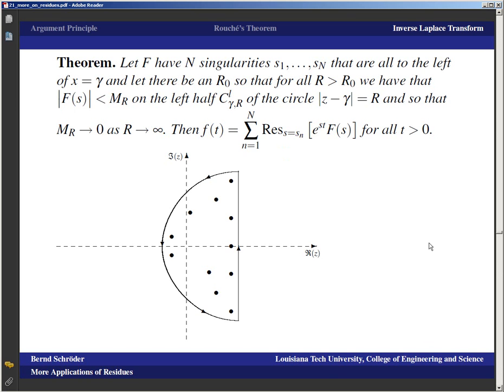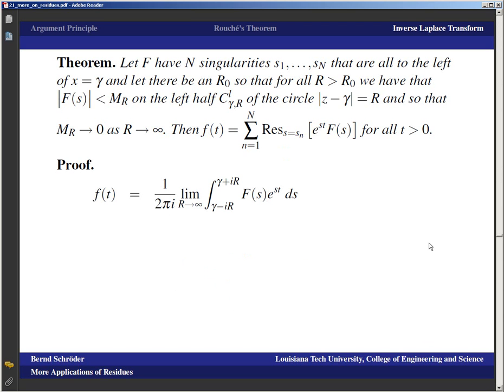So that is something that shouldn't be terribly new to us anymore, and we can work our way through it too, because we know from that previous theorem that we're just going to quote that f(t) is 1/(2πi) times the limit as R goes to infinity of the integral from γ − iR to γ + iR of F(s) e^(st) ds.